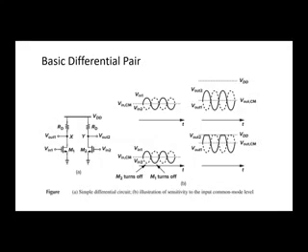Next, the basic differential pair. Pair means here we are using two common source amplifier stages, that is, M1 and M2 are two common source amplifier stages. That's why it is called a differential pair. In this figure, two differential inputs Vin1 and Vin2, having a certain CM level called Vin,CM, are applied to the gates of the common source stages.